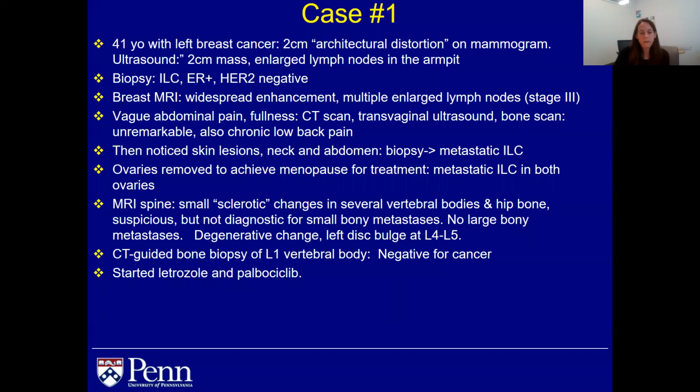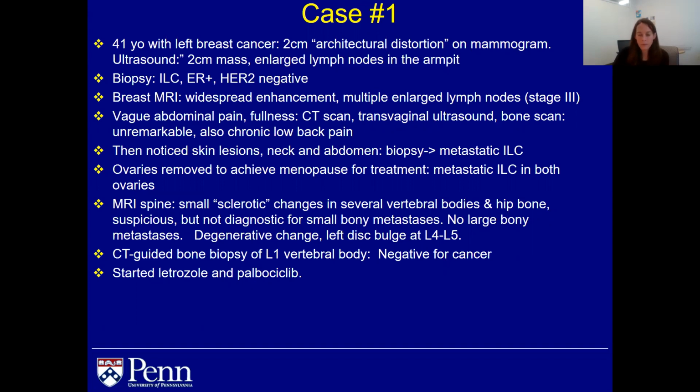However, the patient then complains of abdominal pain and fullness. So she got some full body scans with a CAT scan, a transvaginal ultrasound, and a bone scan, all of which appeared unremarkable. She also complained of some low back pain. Shortly thereafter, though, she noticed some skin lesions on her chest wall, neck, and abdomen, and the biopsy confirmed metastatic lobular cancer to the skin. So at that point, that does confirm metastatic disease, and in that setting, it is standard to make somebody menopausal.